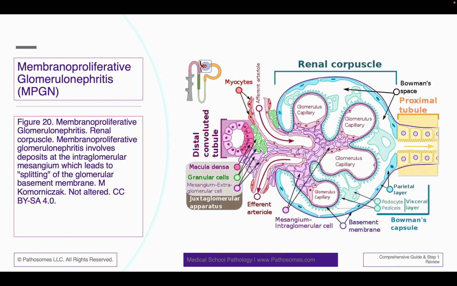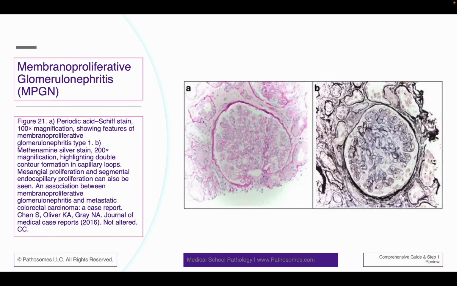And here we have a cartoon showcasing membranoproliferative glomerulonephritis. We have the renal corpuscle, we have the MPGN that is involving the dense deposits at the intraglomerular mesangium, which actually leads to the splitting of the glomerular basement membrane. And here we can see a PAS stain at 100x showcasing features of membranoproliferative glomerulonephritis.